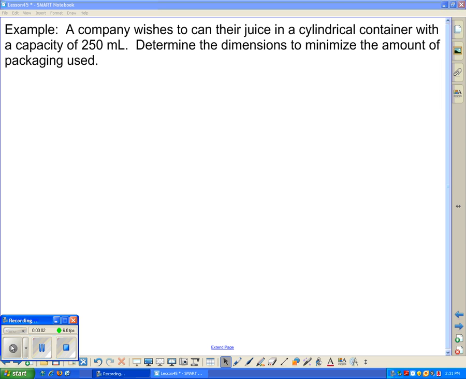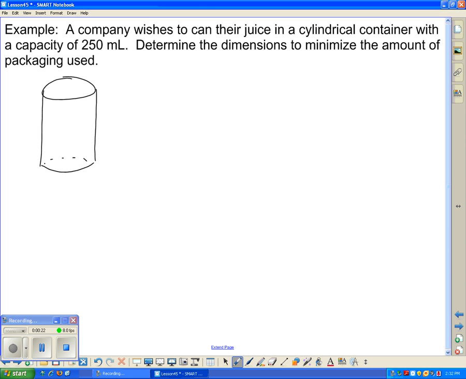Our second example then for max min. On this one, a company wishes to can their juice in a cylindrical container with a capacity of 250 mils. Determine the dimensions to minimize the amount of packaging. So first thing, always draw a diagram. We have a cylinder.